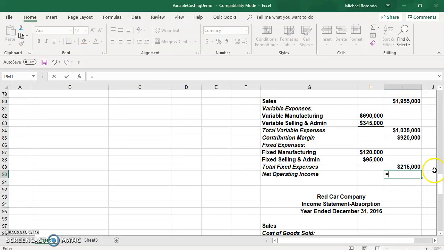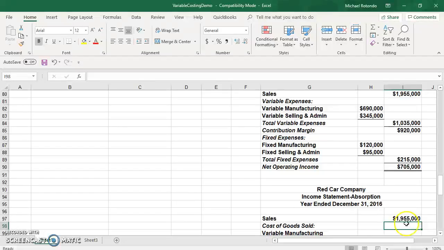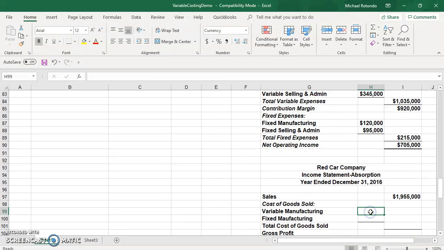So our net operating income is going to be, again, our contribution margin minus our fixed expenses, for 705. And remember, that's 230,000 units this time. Now, when we get to absorption, again, we're going to have the same sales. We're going to have the same variable manufacturing, right, of 690.